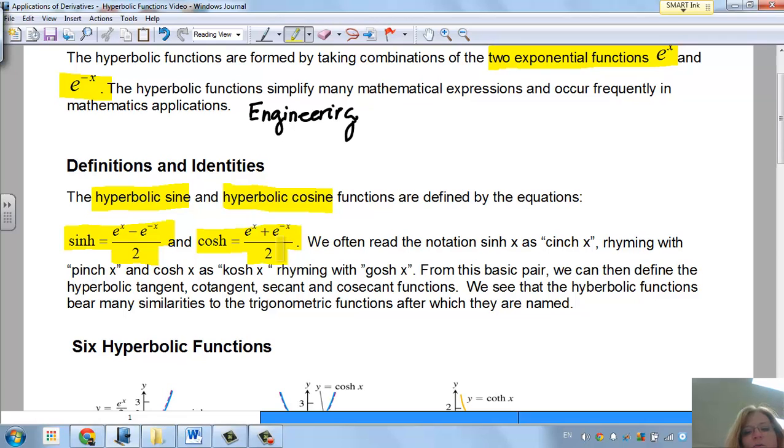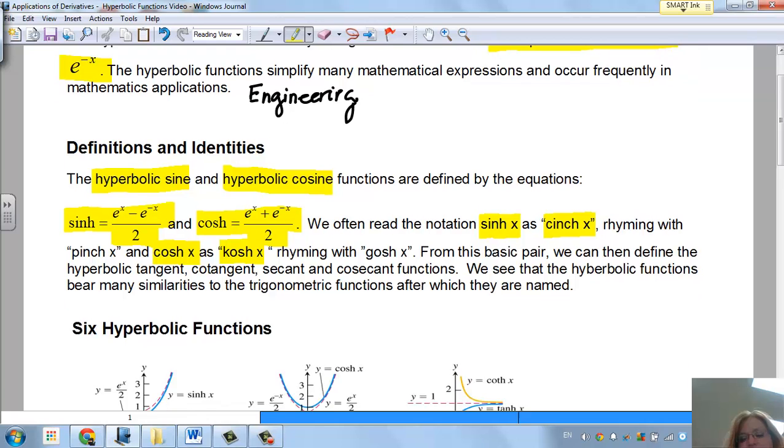And we often read the notation of hyperbolic sine x as sinh x. So you'll hear me call that sinh, rhyming with pinch. And hyperbolic cosine x, see how the h is after that? That's cosh x, rhyming with gosh. So the difference between this and regular trig functions is the h at the end, okay? From this basic pair, we can then define the hyperbolic tangent, cotangent, secant, and cosecant functions. We see that the hyperbolic functions bear many similarities to the trigonometric functions after which they are named.